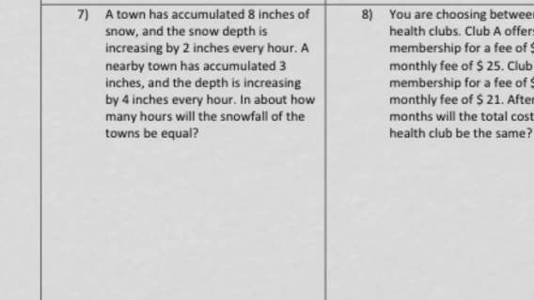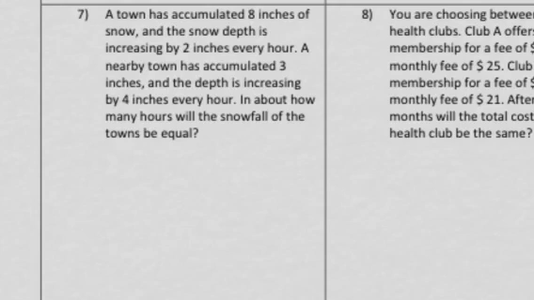For numbers 7 and 8, all I'm going to do on our notes is set up the equation that you would need to solve. We are not going to solve it on the notes part, but you will be required to solve it on the homework part. So let's take a look at number 7. A town has accumulated 8 inches of snow, and the snow depth is increasing by 2 inches every hour. A nearby town has accumulated 3 inches, and the depth is increasing by 4 inches every hour. In about how many hours will the snowfall of the towns be the same?